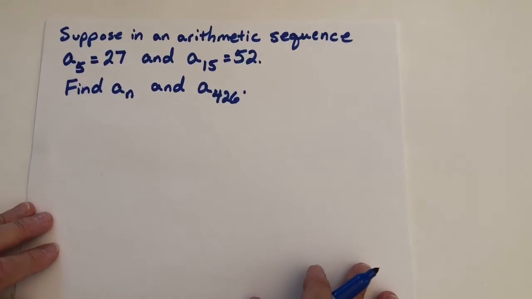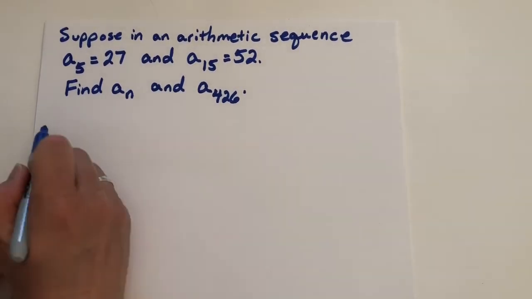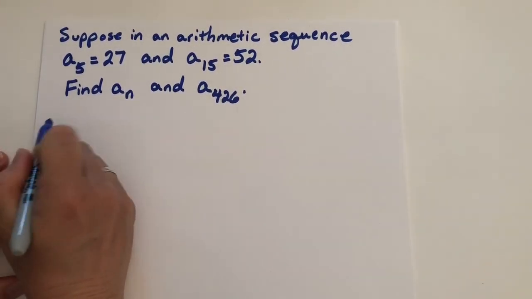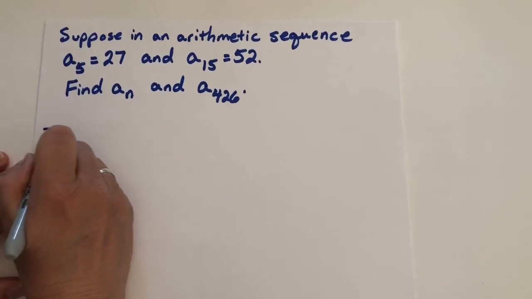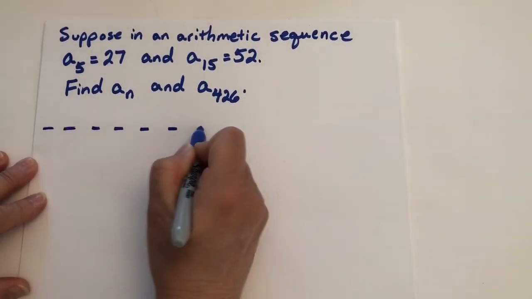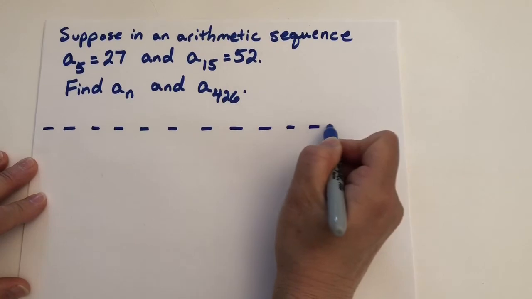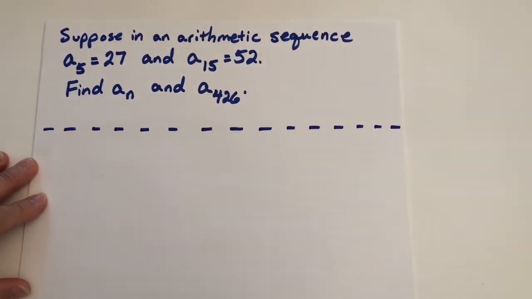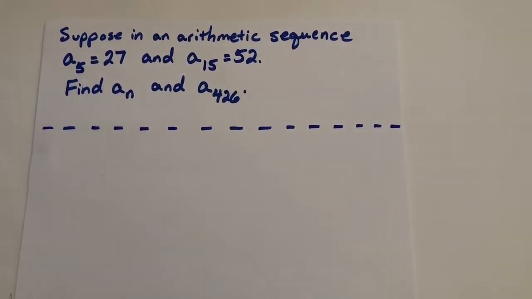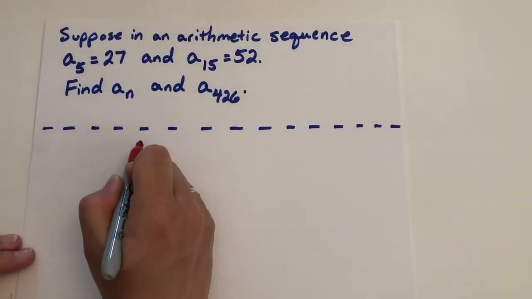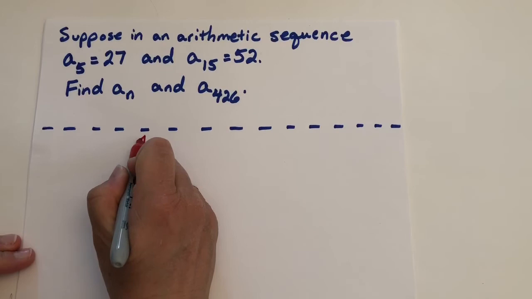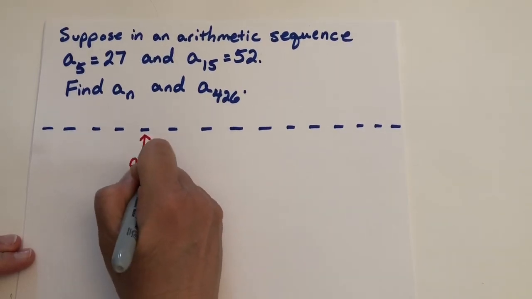So understand what this means. Let me just draw some lines that represent terms of the sequence. 1, 2, 3, 4, 5, 6, 7, 8, 9, 10, 11, 12, 13, 14, 15. So the information that we were provided with says this fifth term right here is 27.